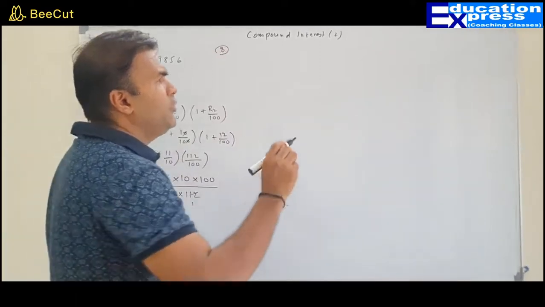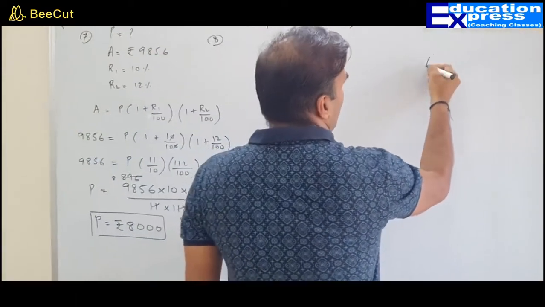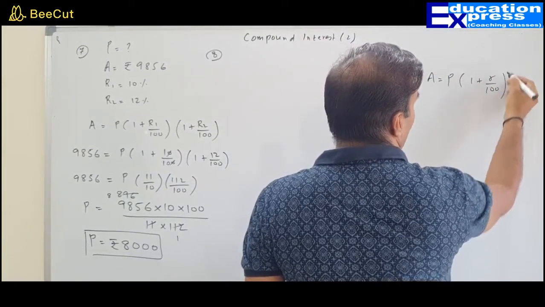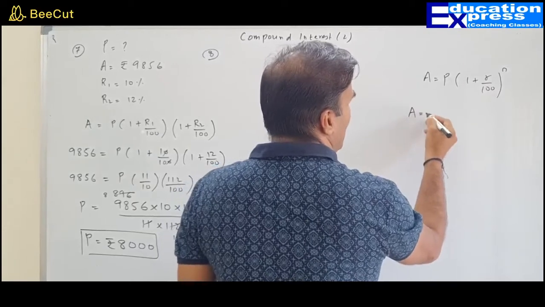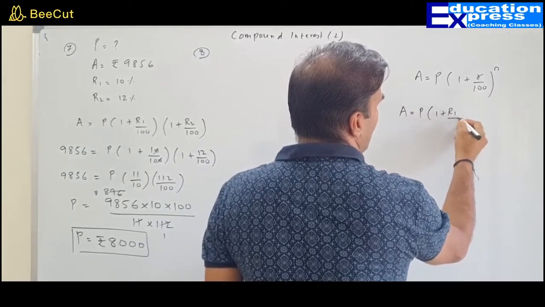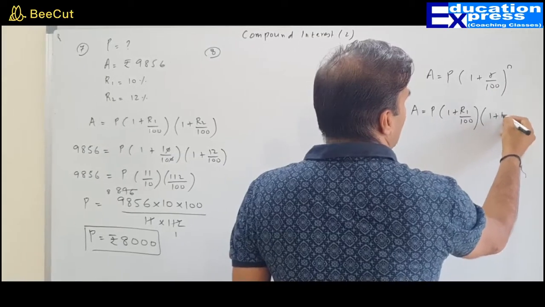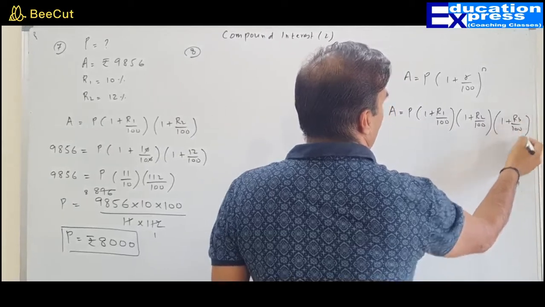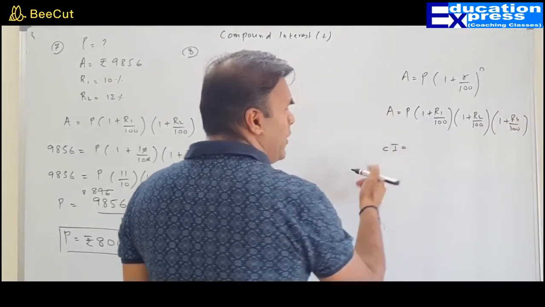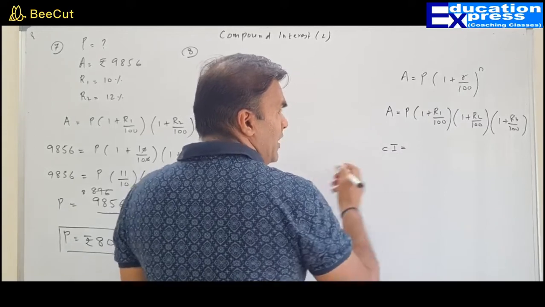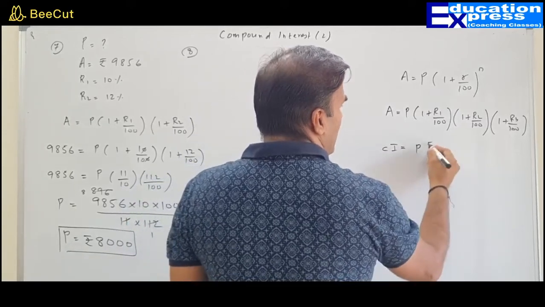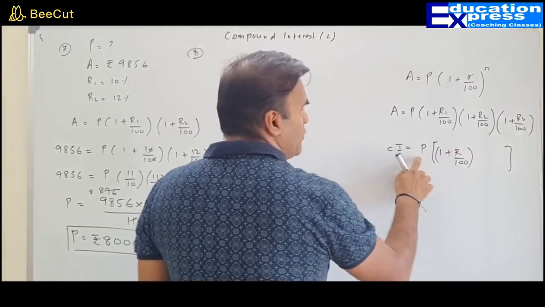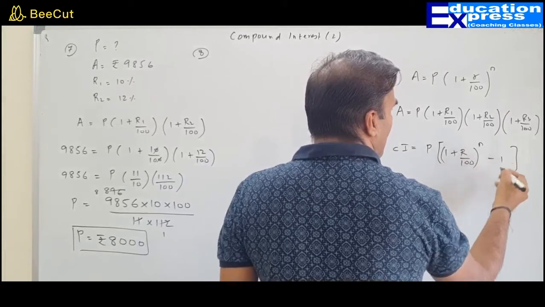My dear friends, for your information, following are the formulas which we are going to use. P into 1 plus R upon 100 raised to n. In case of multiple rates, P into 1 plus R1 upon 100, 1 plus R2 upon 100, 1 plus R3 upon 100. In case someone wants to find compound interest directly, we can use this formula for finding the compound interest directly. That is P outside, 1 plus R upon 100 raised to n, minus 1.